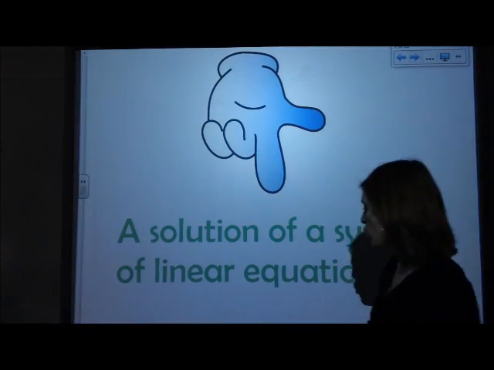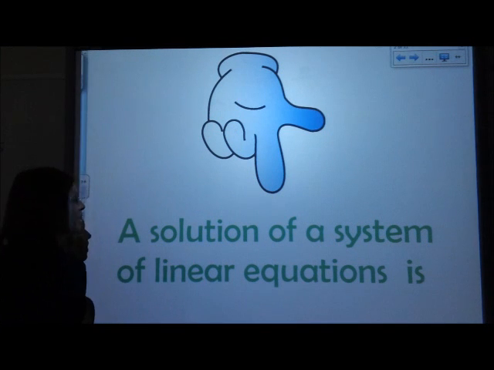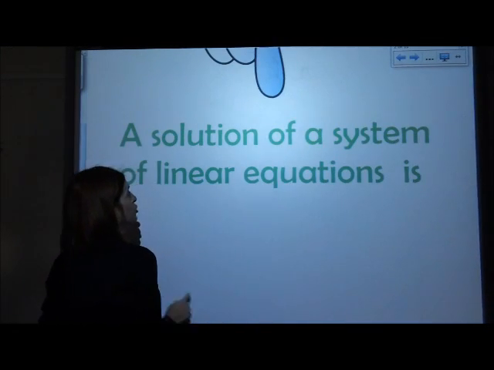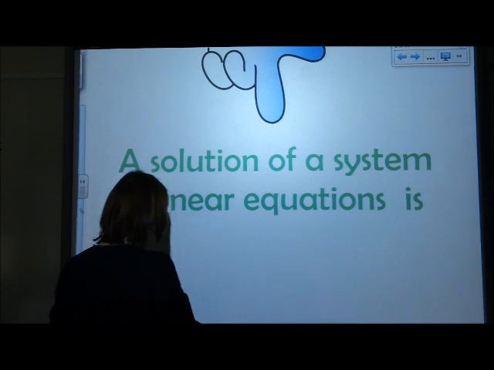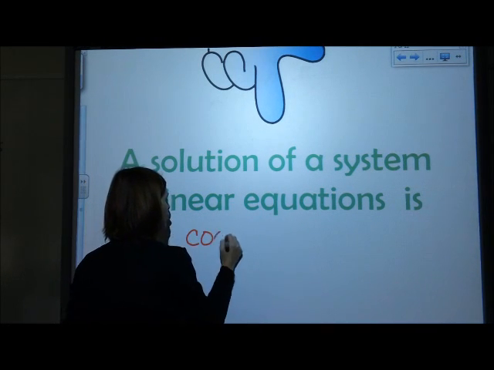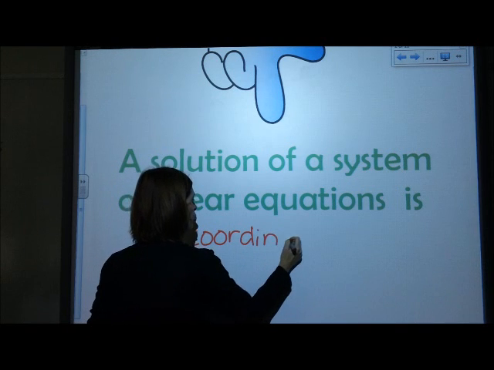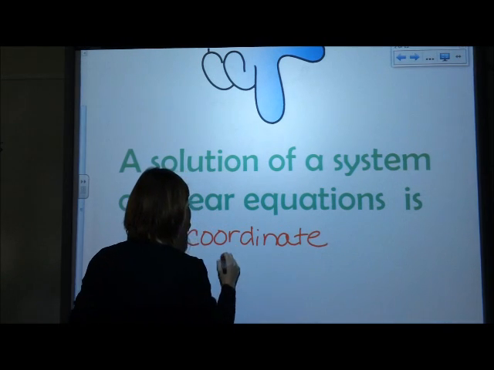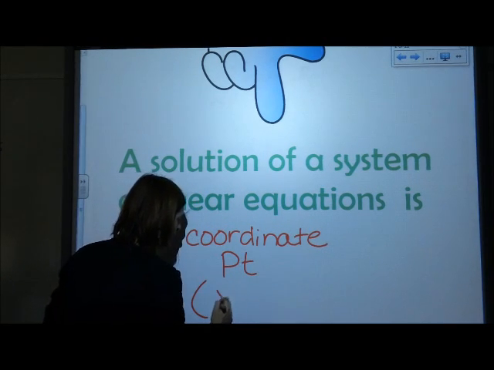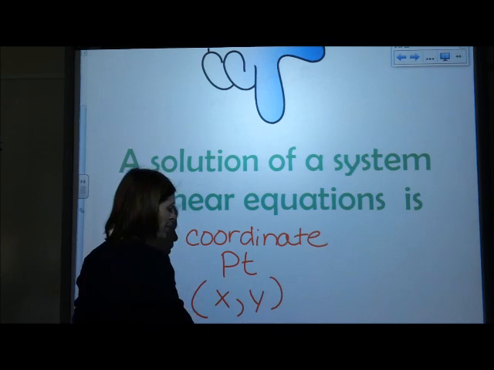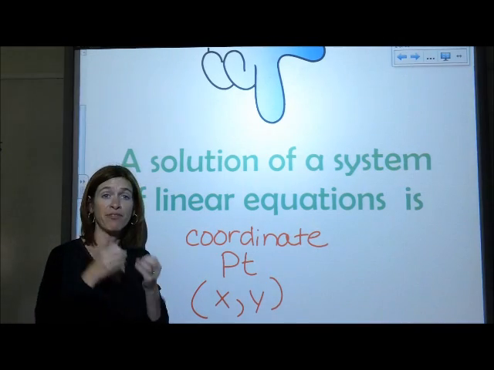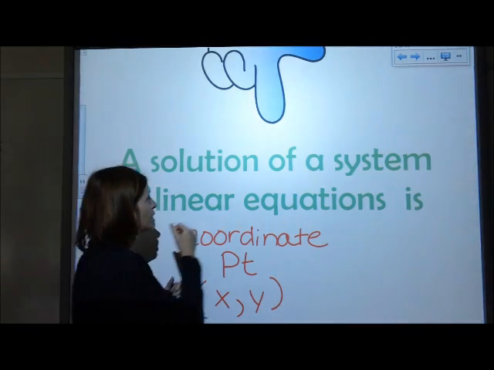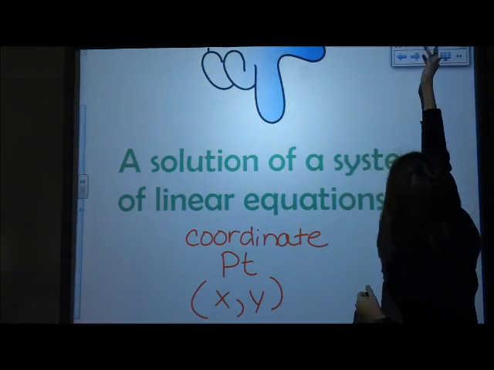All right, so yesterday we also learned that a solution of a system of linear equations is a coordinate point, an ordered pair. It's in the form x, y, okay? When we did them yesterday, we solved by graphing, and we kept finding a coordinate point. So let's look at an example from yesterday, okay?